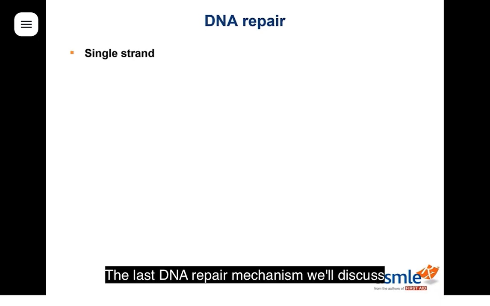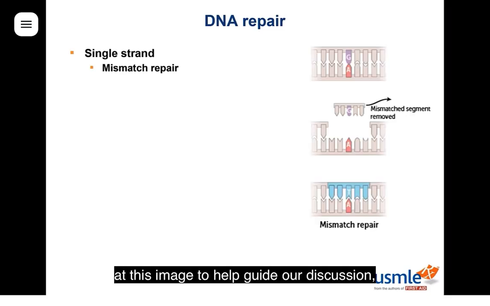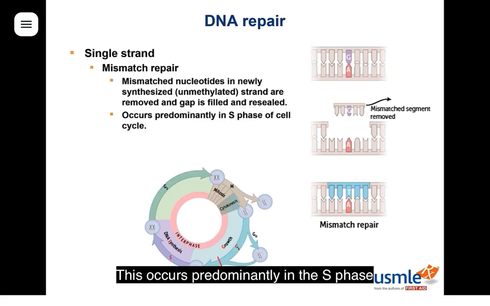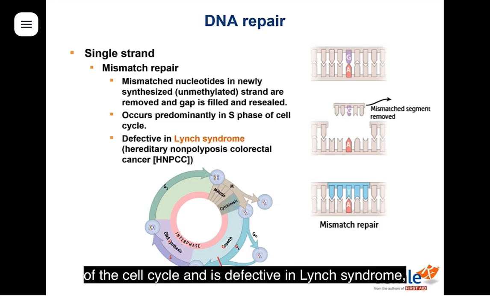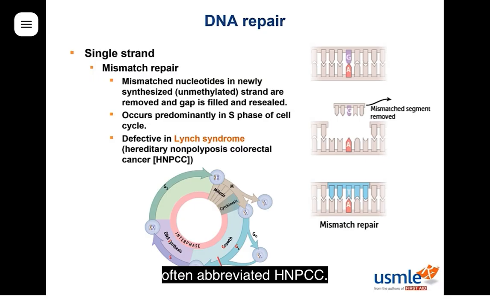The last DNA repair mechanism we'll discuss is the single-stranded mismatch repair. Like in our last examples, let's take a look at this image to help guide our discussion, where it seems one set is mismatched. In this case, mismatched nucleotides and newly synthesized or unmethylated strand are removed and the gap is filled and resealed. This occurs predominantly in the S phase of the cell cycle and is defective in Lynch syndrome, previously called hereditary non-polyposis colorectal cancer, often abbreviated HNPCC.